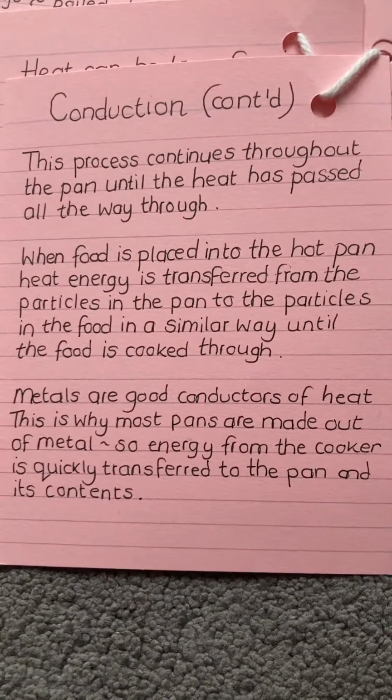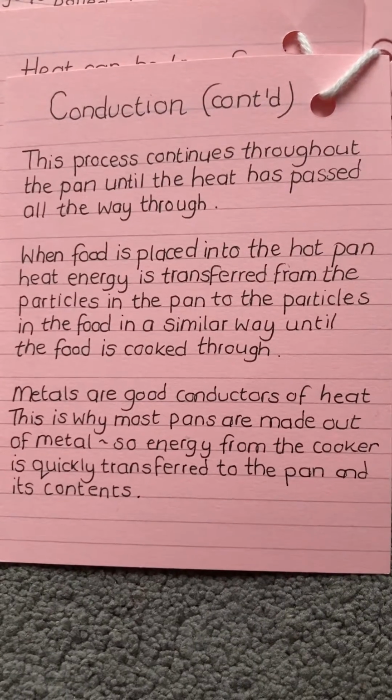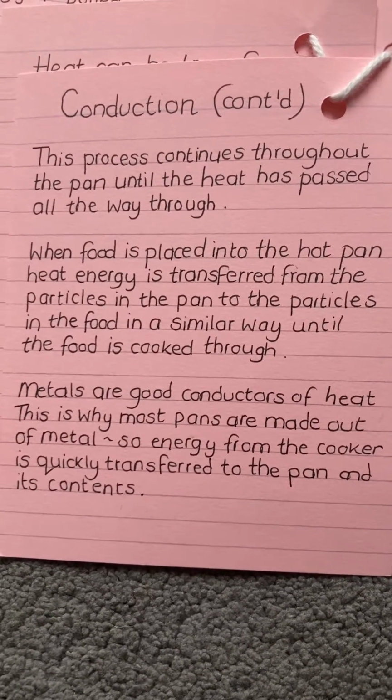Metals are good conductors of heat. This is why most pans are made out of metal, so energy from the cooker is quickly transferred to the pan and its contents.